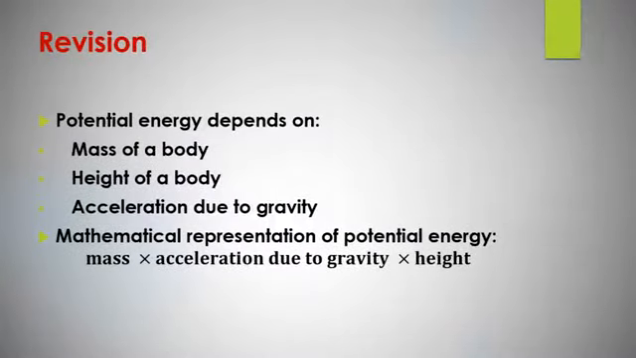Now, by way of revision, in our previous lesson, we looked at the factors on which potential energy of a body depends, which are mass of a body, height of a body, and acceleration due to gravity. Then we proceeded to look at mathematical representation of potential energy. So the formula is mass times acceleration due to gravity times height.